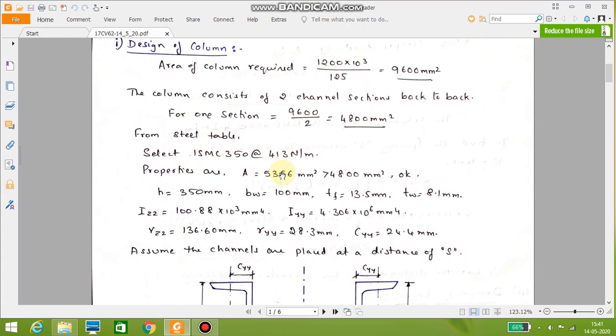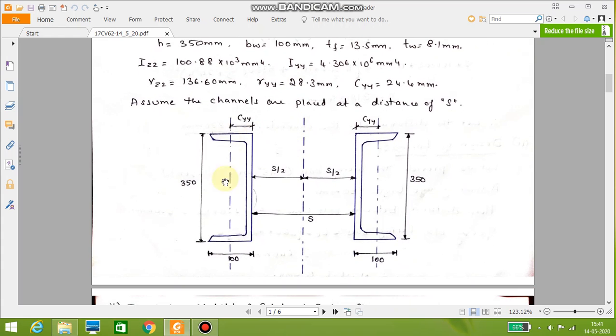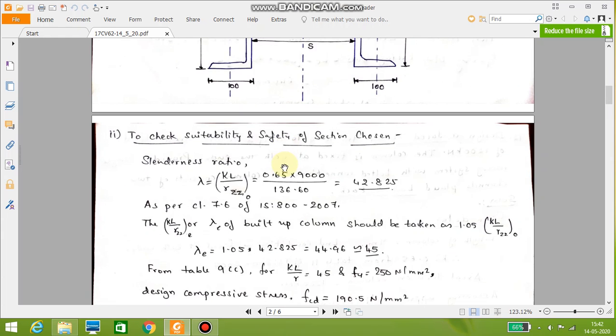The properties of this steel section is noted down. The area is 5366 millimeter square, which is greater than 4800 millimeter square. So it is okay. You note down all the remaining properties. This is how we are going to place the channel. And let us assume the channels are placed at a distance of S like this. Back to back placing with a distance of S. So with respect to this axis, or this middle line, this distance is S by 2, this is S by 2. This is CYY. This may be required for later few calculations.